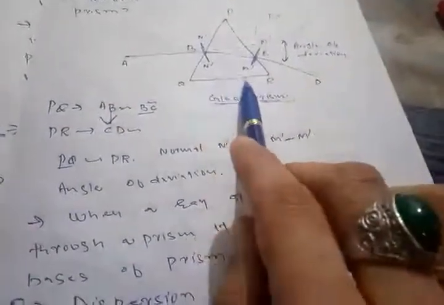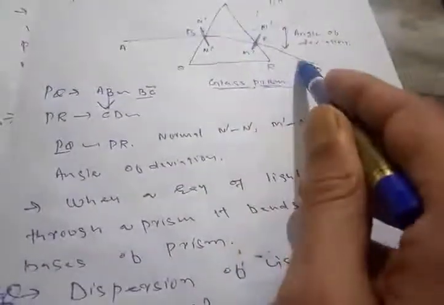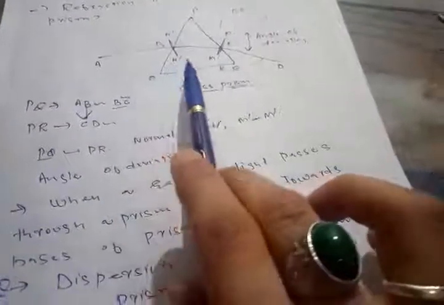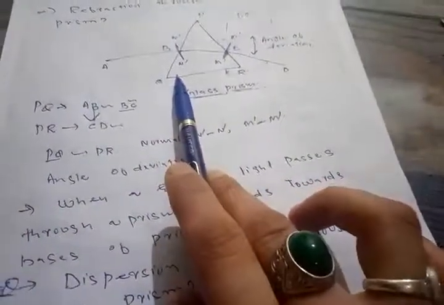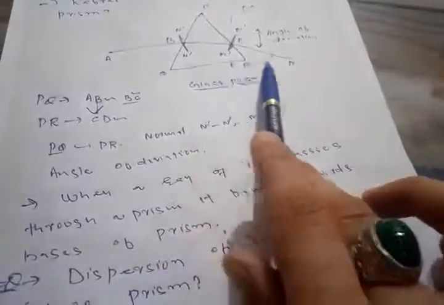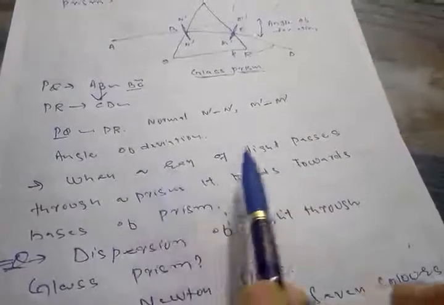Here we can also explain that when a ray of light is passing through a prism, it will bend towards the base. Here in this case the light is bending towards the base. So students, what you have to understand is that when a ray of light AB strikes at point A on PQ, it deviates towards the other side of the glass prism, that is PR. So the definition is: when a ray of light passes through a glass prism, it bends towards the base.